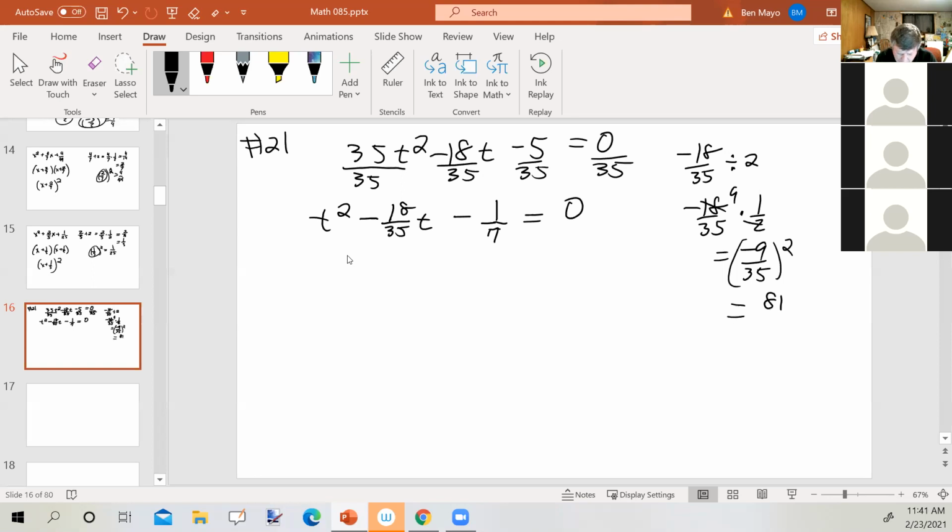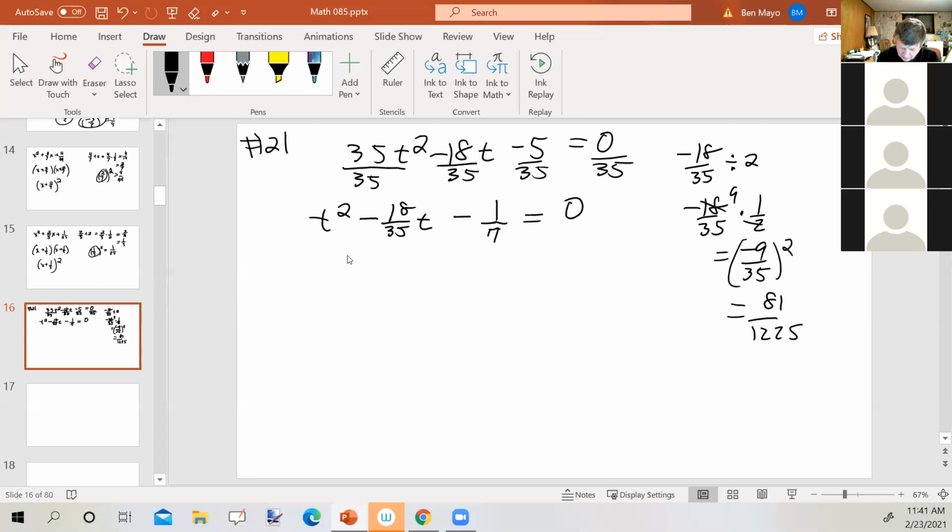This just seems, hang on a second. I feel like I've done something wrong. Maybe not, but I want to double check things here. 35, 18 over 35, 1 over 7, 0. Take that, cut it in half. 9 over 35. Yeah, that's 81. And then 35 squared is 1225. Huh. That just doesn't seem right.